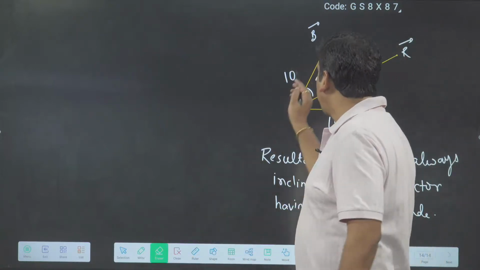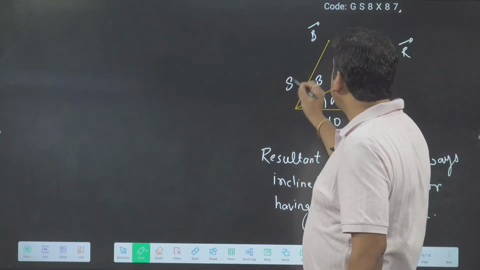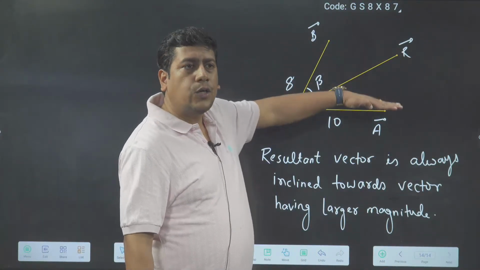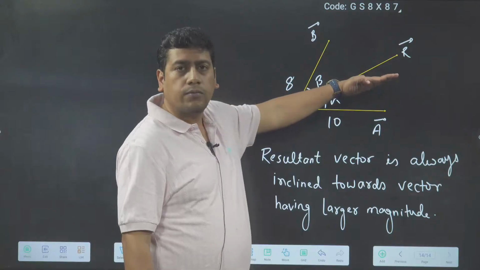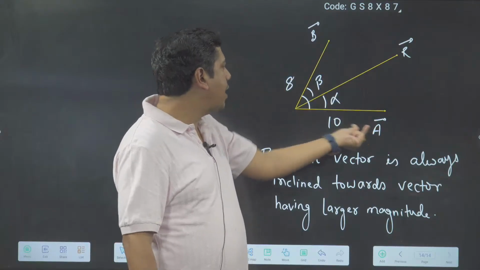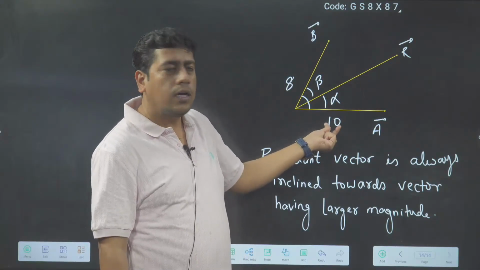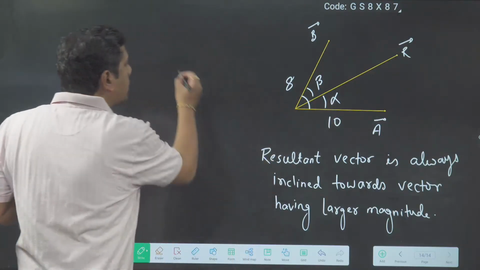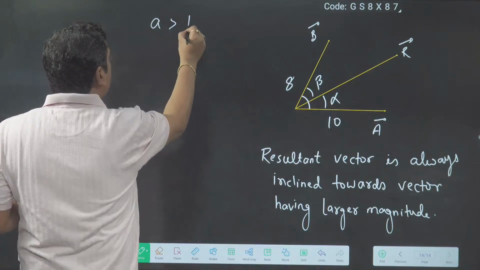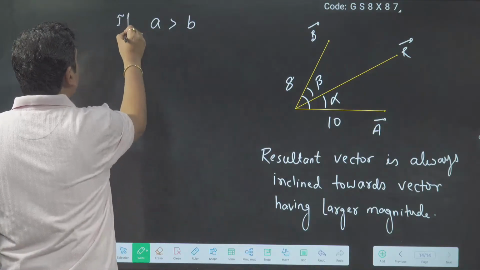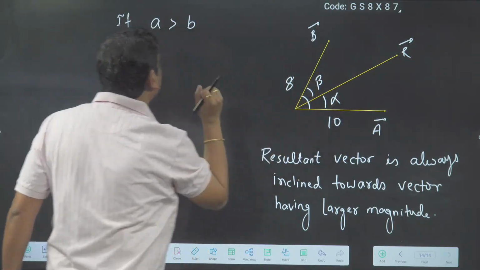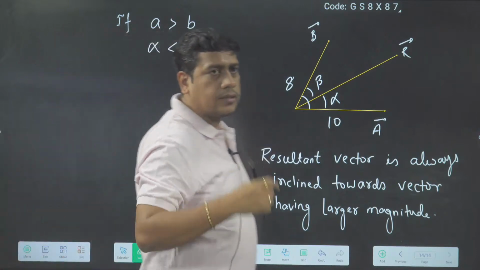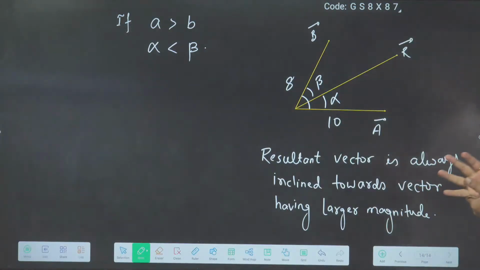But if this is 10 and this is 8, then the resultant will be more inclined towards the vector having higher magnitude. It will be more inclined towards A vector because its magnitude is more. It means this angle will be less. So remember it: if the magnitude of A vector is more than the magnitude of B vector, then alpha will be less than beta, just the reverse.